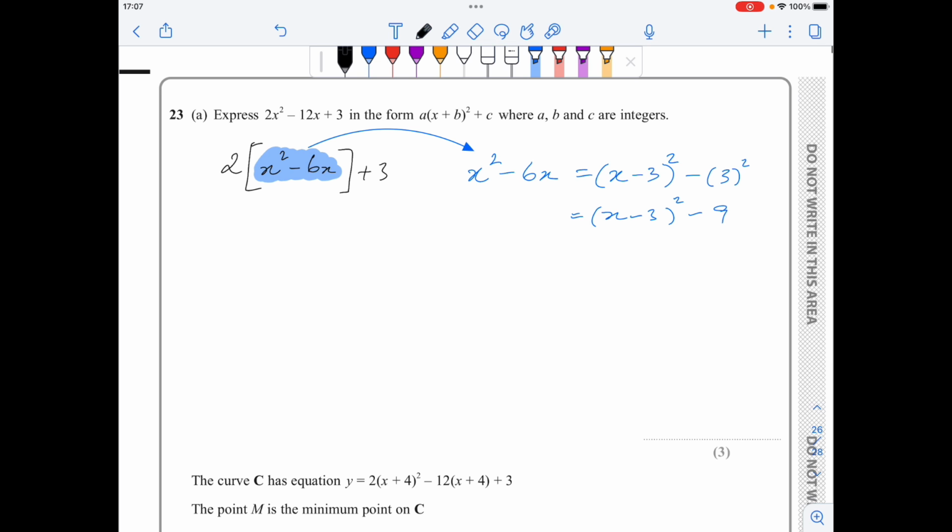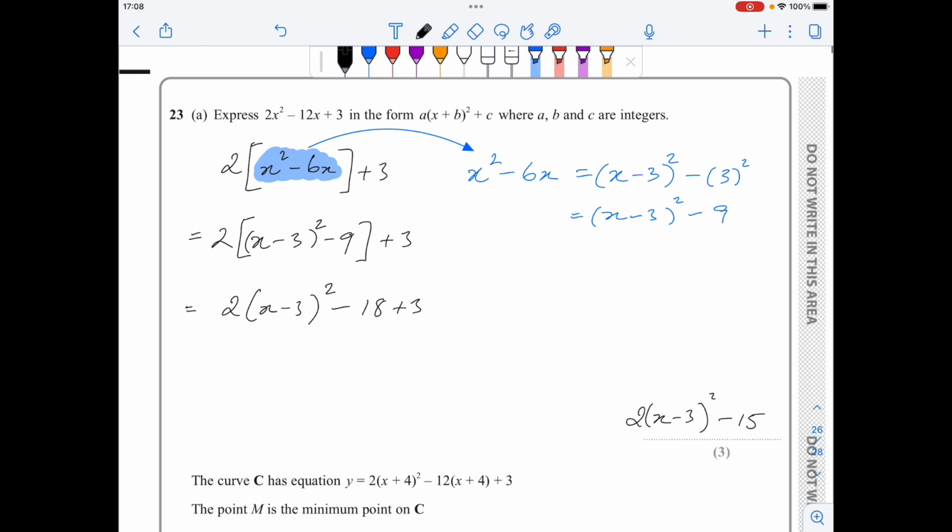So let's copy this back into the expression on the left. So this is equal to 2 times x minus 3 squared minus 9 plus 3. Now if I expand this square bracket, I'll get 2 times x minus 3 squared minus 18 plus 3. And when simplified, this gives me 2 times x minus 3 squared minus 15.